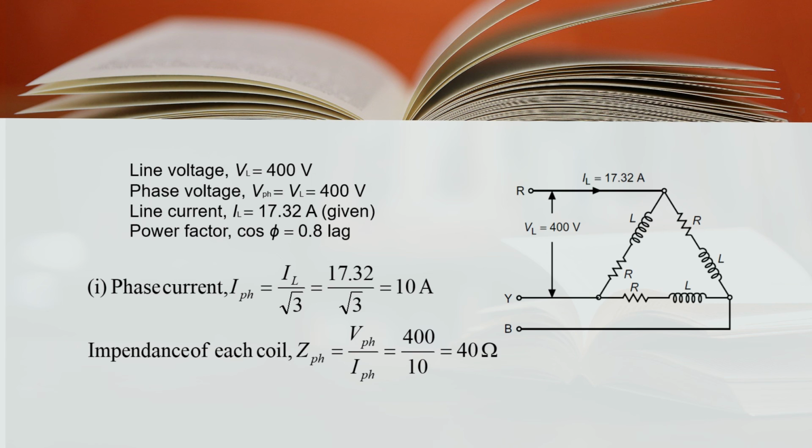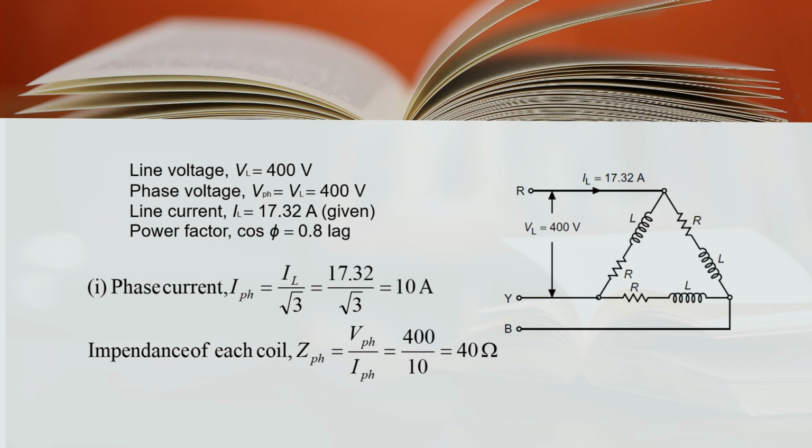Phase current is equal to what? Line current divided by under root 3, and the value of line current is 17.32, just divide by under root 3, so it comes 10 ampere. So now you have calculated the phase current also. Now you have a value of the phase current, you have a value of the phase voltage, so you can also find out the impedance of each phase.